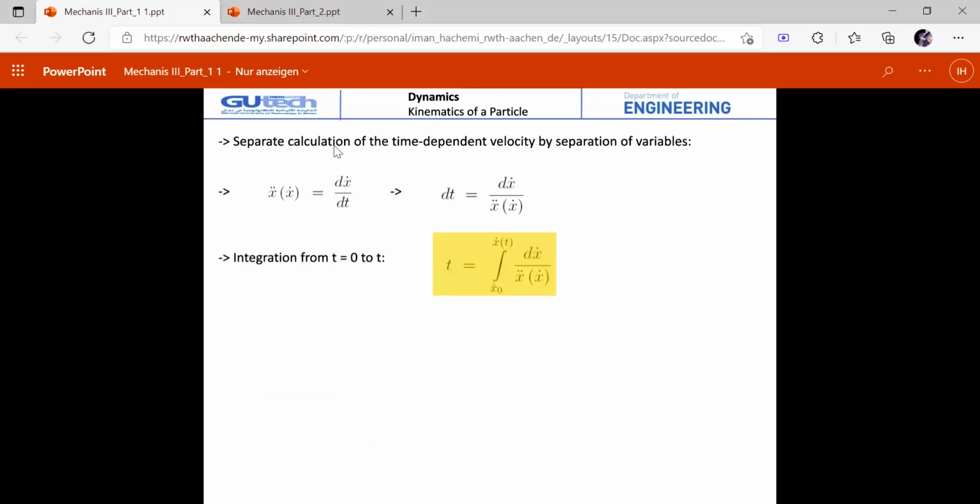Then we have, for example, a separate calculation of the time-dependent velocity by separation of variables. In this case, we take the derivative x dot dot, which has a relationship with the velocity. Then by definition we have dx dot divided by dt, and we get dt that we integrate from the initial condition, which is at time 0 at rest, to time t, and we get the time corresponding to this relation.